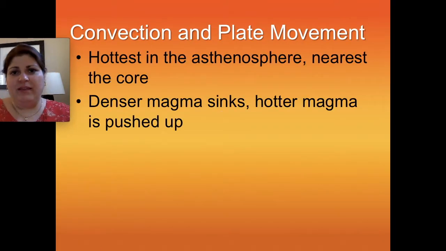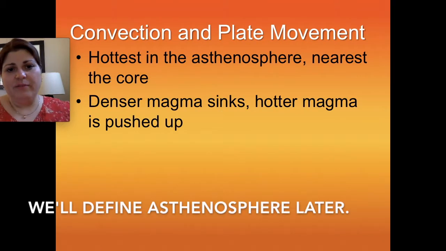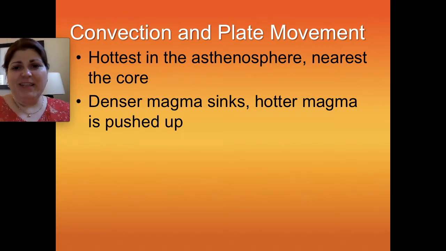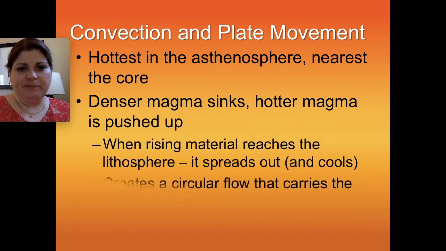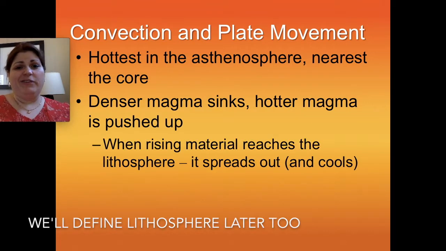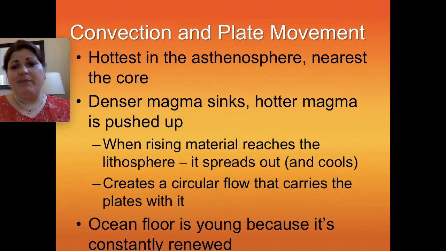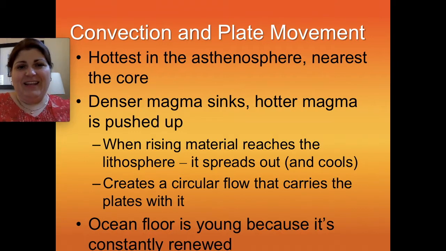The part of the mantle that can flow like this is called the asthenosphere. Near the crust, it's so cool that it's hardened completely. So when the denser magma sinks, the hotter magma gets pushed upwards. When the rising magma reaches the lithosphere, it pushes outwards, spreads out and cools, which is what pushes the entire plate. That creates a circular flow of magma rising at the ridge and sinking at the trench. The ocean floor is young because it's constantly being renewed as new magma rises from the ridge.